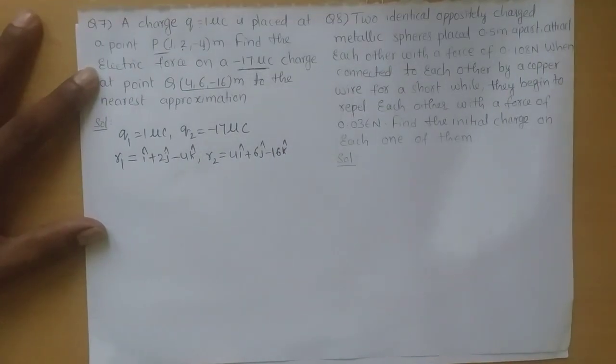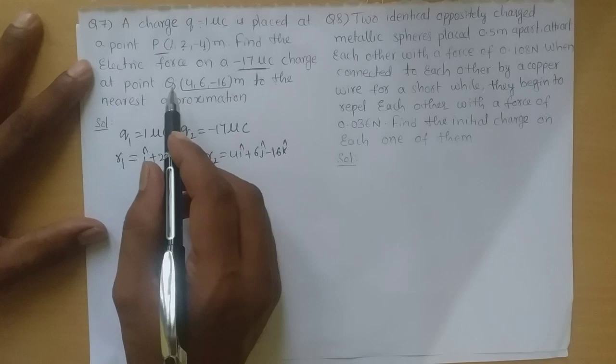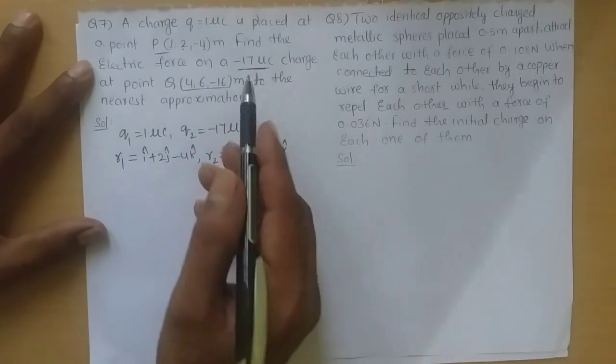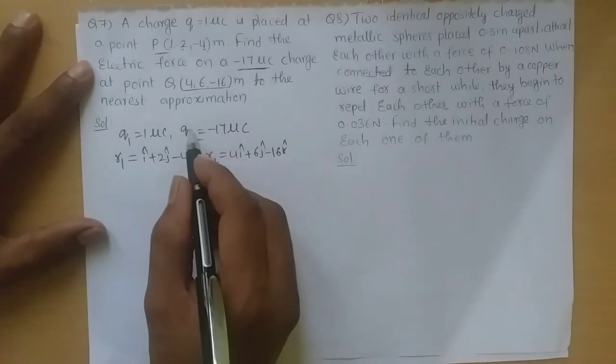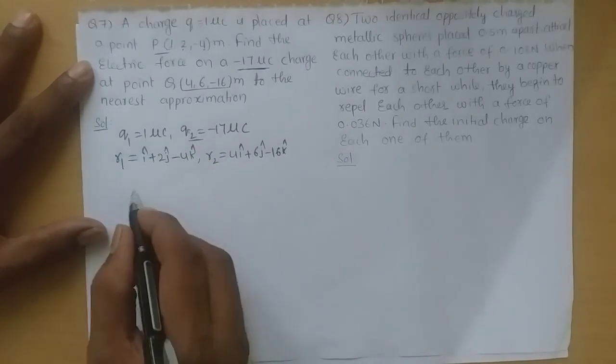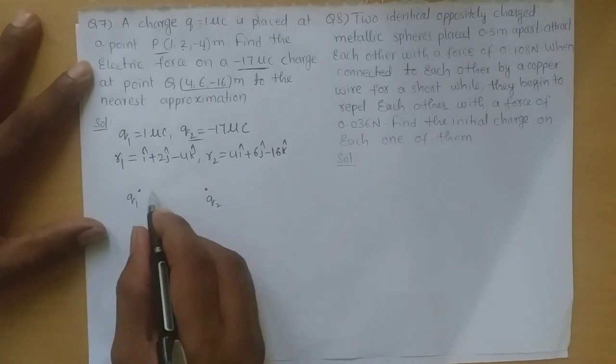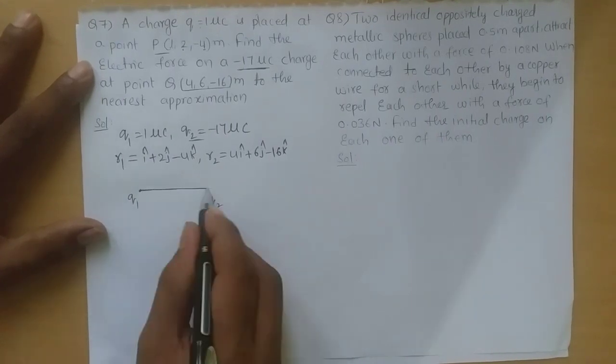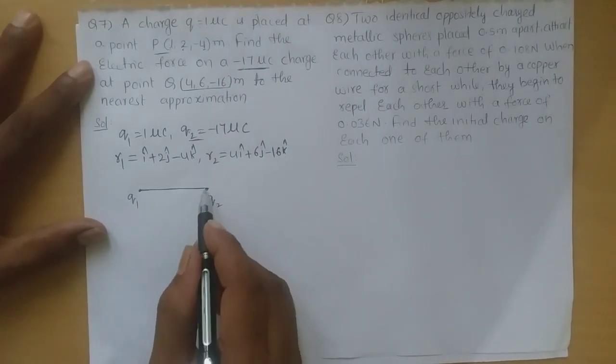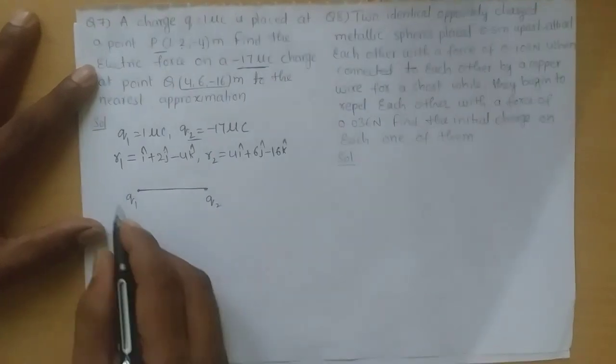This is given. They are asking for the force on the -17 microcoulomb charge, that is, the force on 2 due to 1. Here Q1 and this is Q2; these two are there. And the force on Q2, with respect to the origin, we have to find.